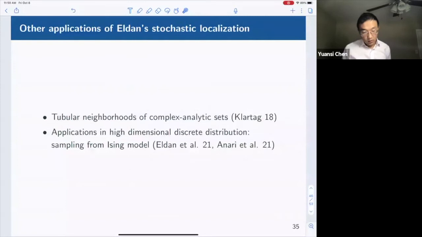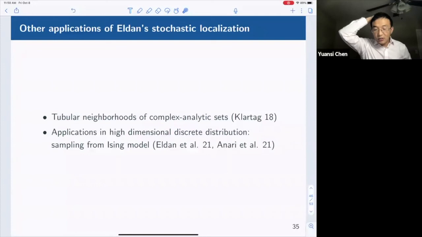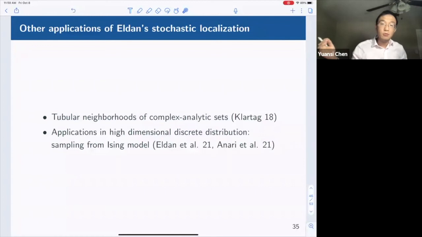There are actually very interesting uses. This Eldan stochastic localization is not just used for proving the KLS conjecture or proving the isoperimetric coefficient. It seems like there's something common: as long as you're dealing with high dimensional objects and you have some convexity type of constraints, you can apply this Eldan stochastic localization. It was also applied to convex analytic functions. I don't know much about it, but Klartag has a paper on it. And there's also a very recent application of this Eldan stochastic localization to discrete distributions, like high dimensional Ising models.